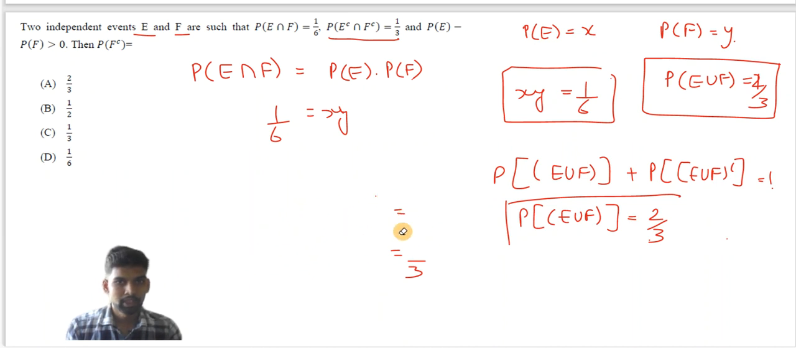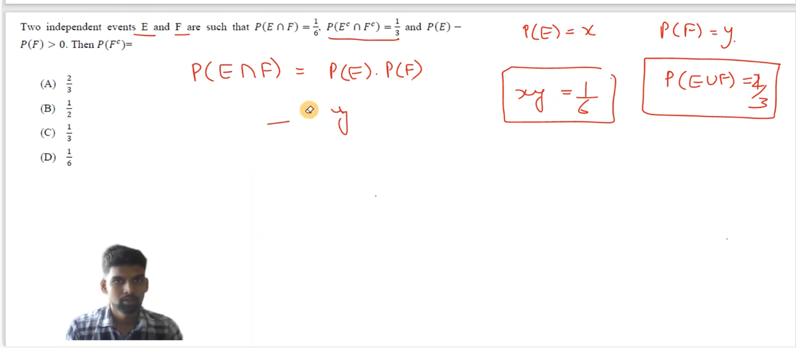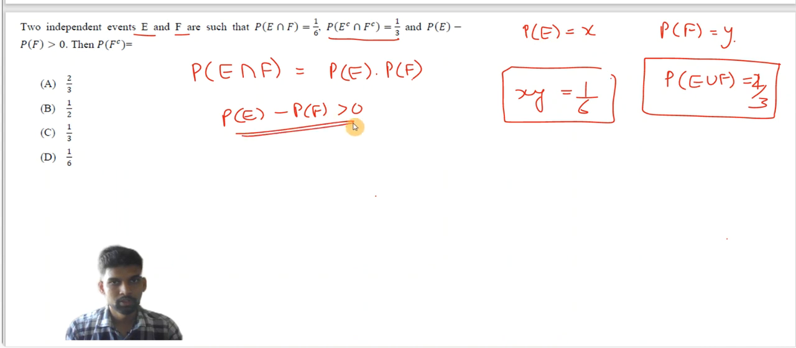And one more condition they have given, which we will use later. For the time being, let me just jot it down here. I will tell you when it will be useful. What they have mentioned is P of E minus P of F should be greater than 0, that is x minus y greater than 0. This is one more condition.